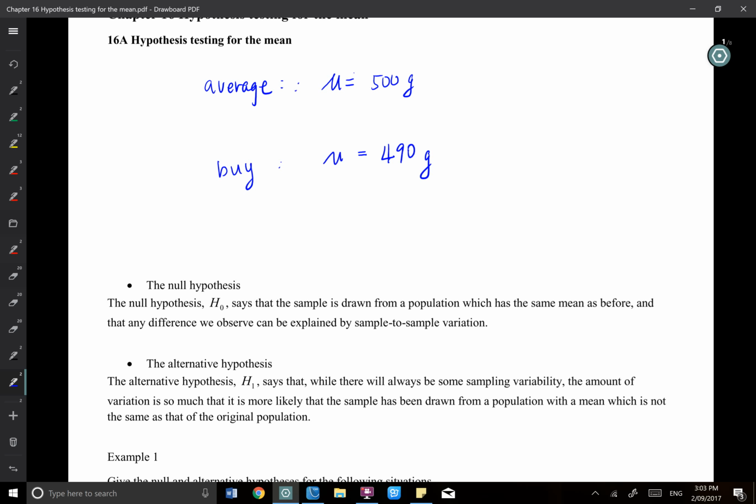I say I have an average weight of 500. Someone buys it, and I weigh it and find it's 490, and I'm not happy about this fact. I think you are not giving a correct advertisement here. I say I will make an announcement that it is less than 500 now. Well, I don't know how much less. So I make an announcement that your mu is less than 500.